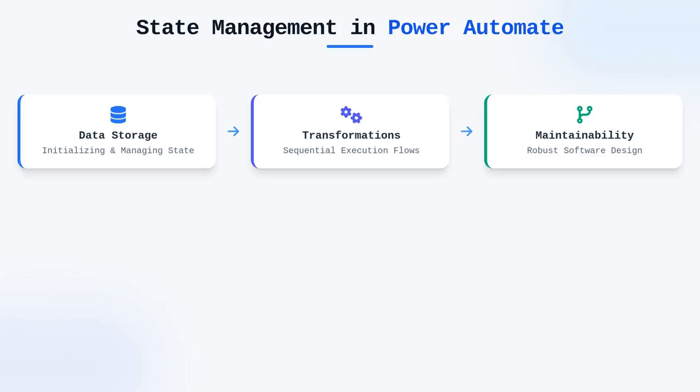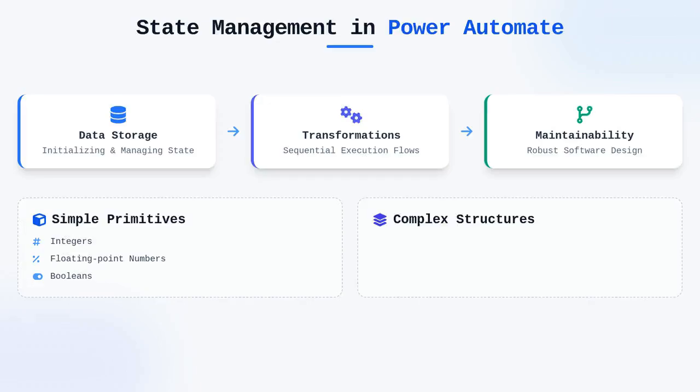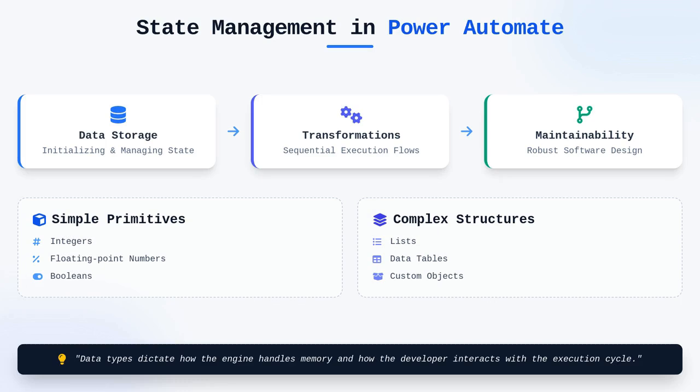You will encounter various data types, ranging from simple primitives like integers, floating point numbers, and booleans, to more complex structures such as lists, data tables, and custom objects. Each of these types dictates how the automation engine handles memory and how you, as a developer, should interact with that data during the execution cycle.